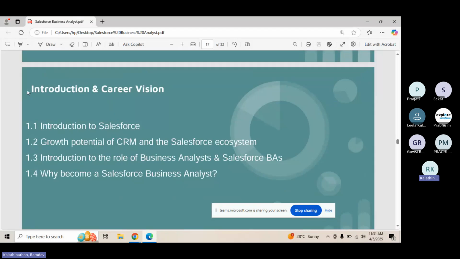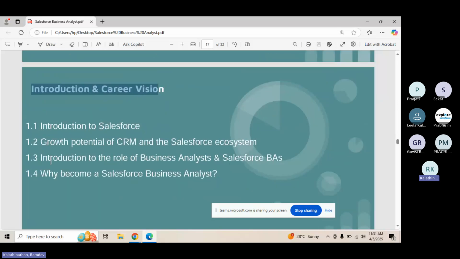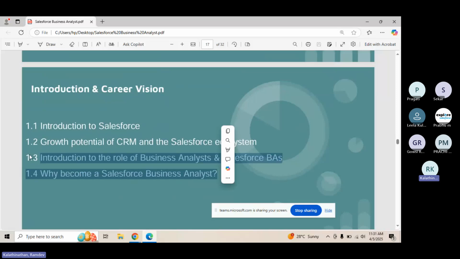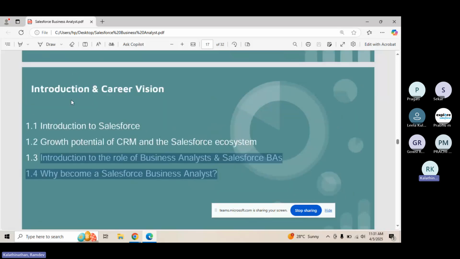And if you see here, for each of the modules, I've also mentioned when I talk about introduction and career vision, it will be a little bit of introduction to Salesforce and the growth potential of CRM. Most of what we discussed today was from the first session, basically. But I didn't brief you on the details of the role of business analyst versus Salesforce BAs, and why you should become a Salesforce business analyst. All of this we'll be talking about in detail. This will be the first day's training session.